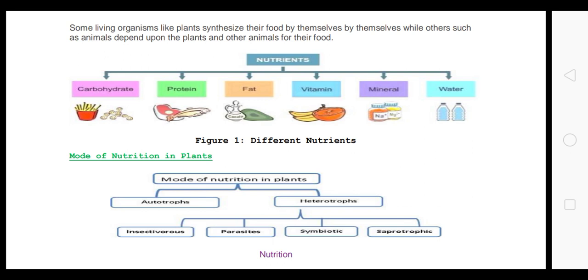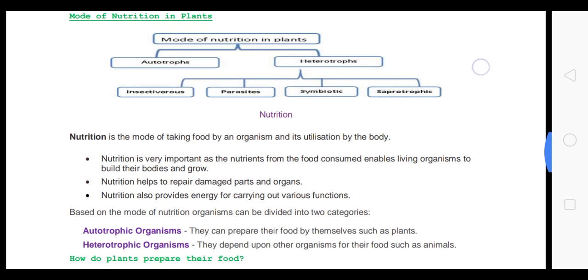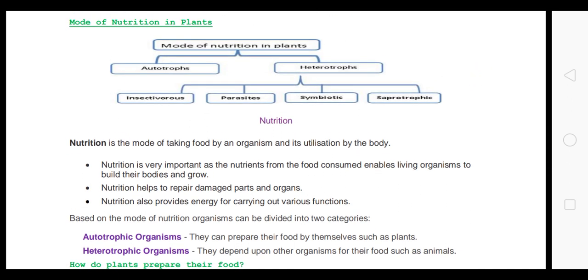Next topic is nutrients. So what are nutrients? Certain substances are present in the food that help in the survival of the organism. These special substances are called nutrients, for example, protein, vitamin, carbohydrate, mineral and fat. Some living organisms like plants synthesize their food by themselves, while others such as animals depend upon plants and other animals for their food.